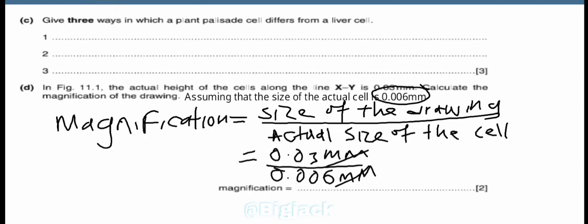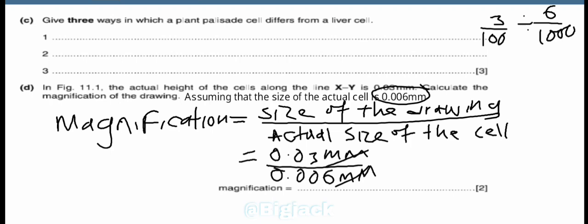Now mind you, in biology, you are not required to use a calculator. So what we are having here is a division. This number here, which is 0.03, I'm going to convert into a fraction. Then I'm going to obtain something like 3 divided by 100. Then divide by 0.006. If I convert this one into a fraction, I'm going to have 6 divided by 1,000.